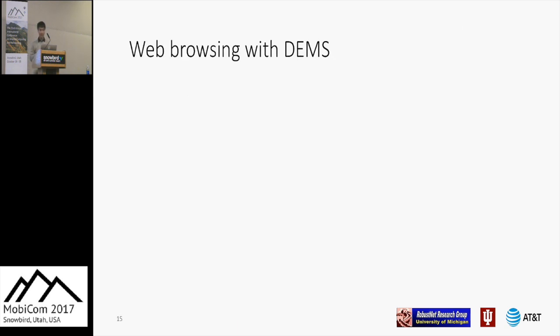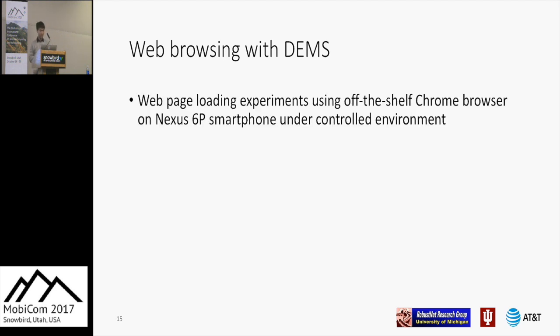So for the third scenario, we investigate how DEMS helps improve the quality of experience of web browsing, one of the most popular applications on mobile devices. So we use the page load time as a metric. So we repeat the web page loading experiments using off-the-shelf Chrome browser on a Nexus 6P smartphone under controlled environments. So basically we observe 6% to 43% page load time reduction across 10 different pages.